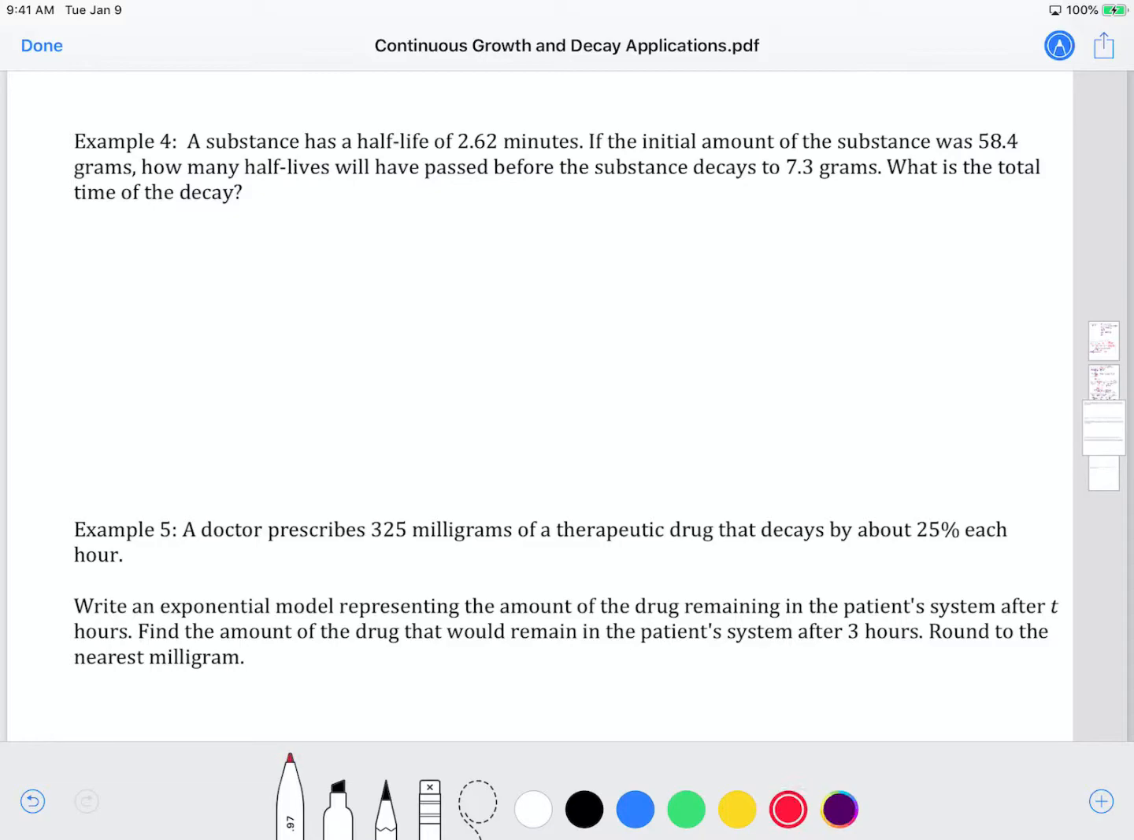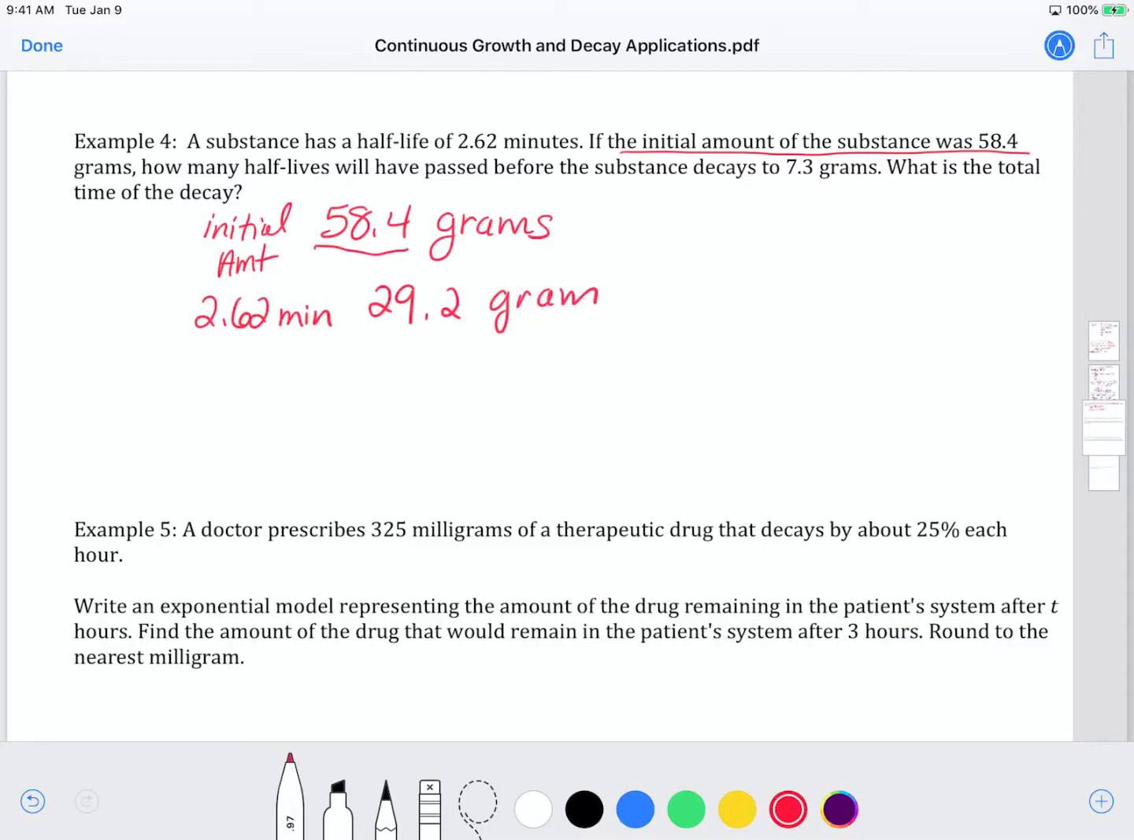So, it says here, the initial amount, you start with 58.4 grams. This is the initial amount. In 2.62 minutes, this amount here is going to get cut in half. So in 2.62 minutes, if I take 58.4 and divide it by 2 on my calculator, I'm going to get that in 2.62 minutes, there's going to be 29.2 grams left because I cut 58.4 in half.